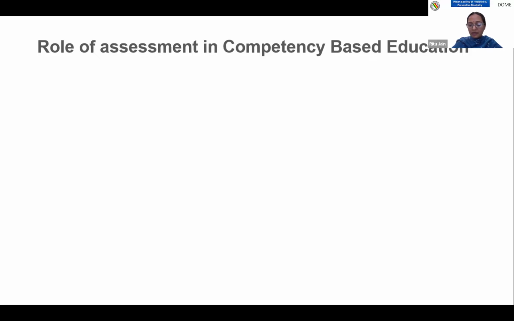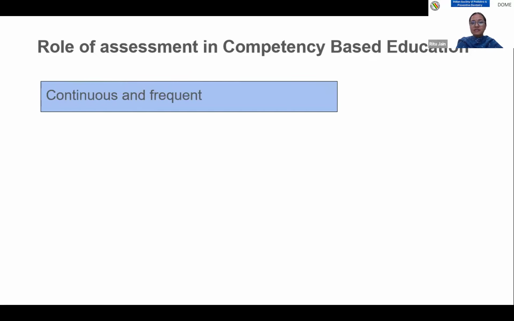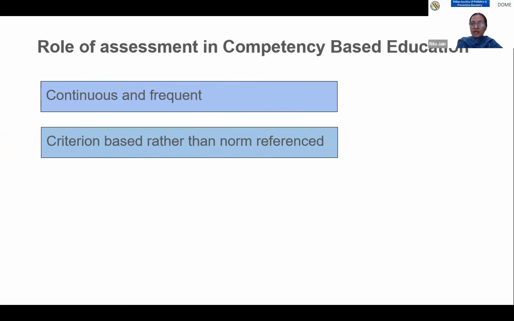Feedback is going to help in that. So when we look at the role of assessment in competency-based education, it calls for continuous and frequent assessment. Assessment needs to be a continuous part of your teaching. It should be criteria-based rather than norm-referenced. So no use of percentiles. We need to have predetermined set criteria upon which we will be assessing the students.